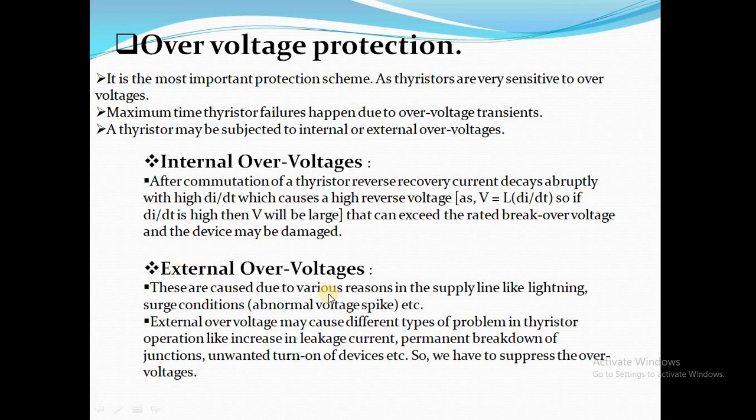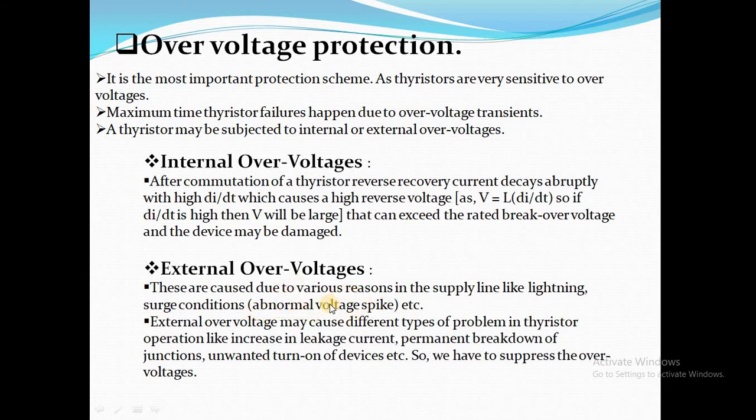Next, the second cause is external overvoltage. These are caused due to various reasons in the supply like lightning, surge conditions or abnormal voltage spikes. Whenever SCRs are used, due to some external reasons there is a change in voltage value, and those changes in voltage values are called external over voltages. They may occur due to lightning, for example during a rainy season when the supply line gets struck by lightning, or surge conditions, or what are called abnormal voltage spikes.